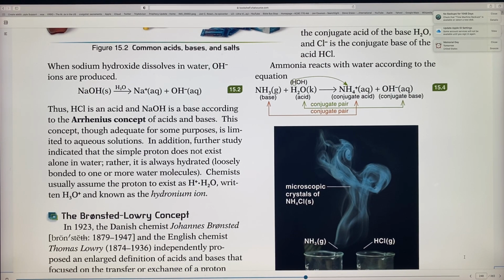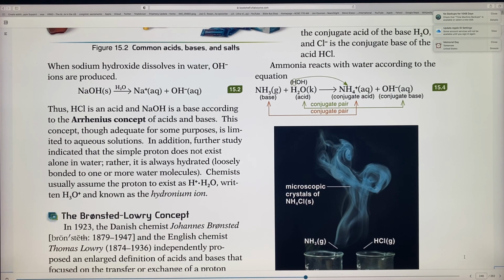this concept, though adequate for some purposes, the Arrhenius concept, is limited to aqueous solutions. So with Arrhenius, we're looking at liquid aqueous type solutions. In addition, further study indicated that the simple proton does not exist alone in water. It's always hydrated. What does the word hydrated mean? Loosely bonded to water molecules. Hydrated is when you're full of water, or you're bonded to water, right?